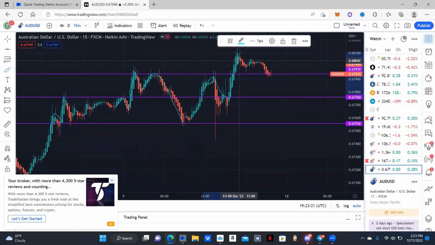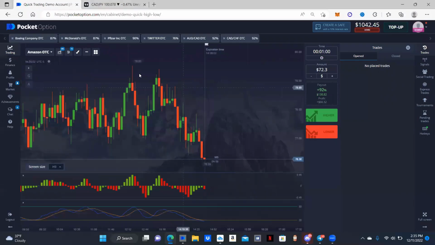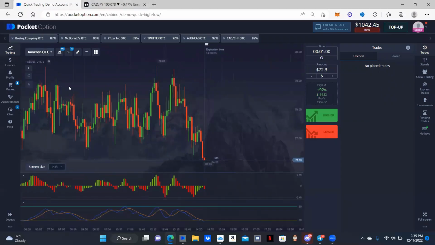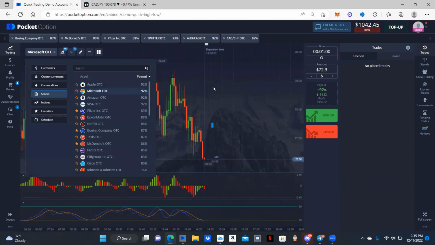So these are the things that I want y'all to look for, even in your binary. It's the same moves. Okay, let's mark this one. Oh, not this chart. Let's find something else, because Amazon do not look good.